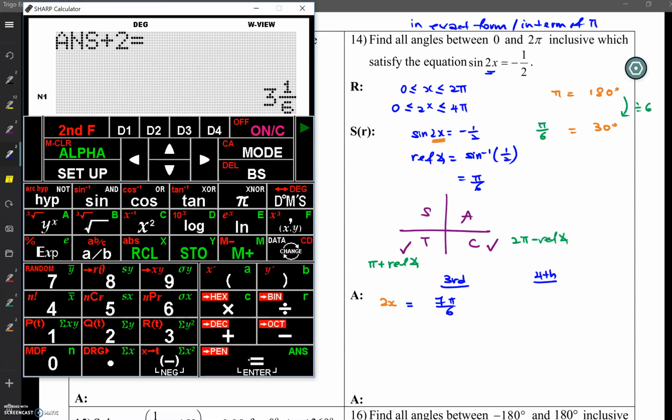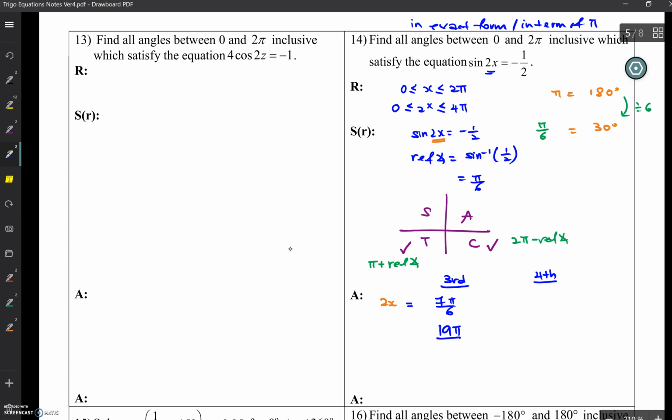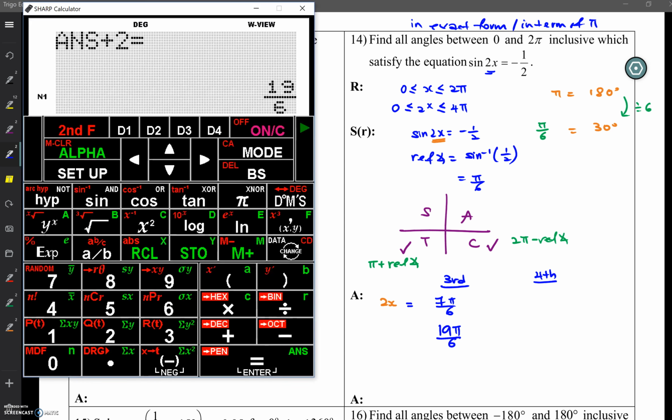3 whole 1/6 pi. Is 3 whole 1/6 pi between the range of 0 and 4 pi? Since it is, right, I can actually just write it as 19 pi over 6. For reading mode, we will usually prefer to actually write it in terms of improper fraction. Okay, so that's all for the answer.